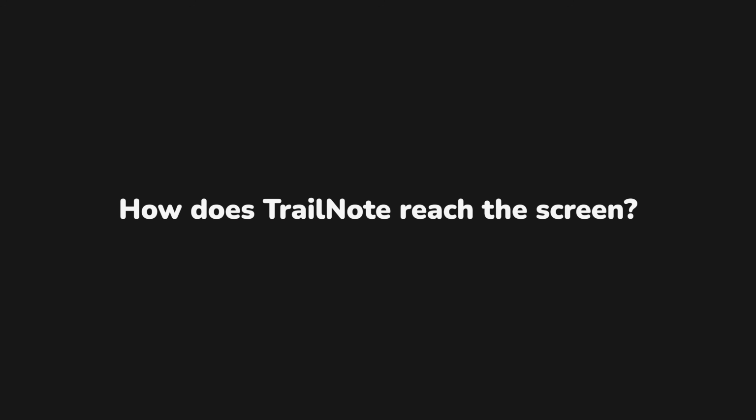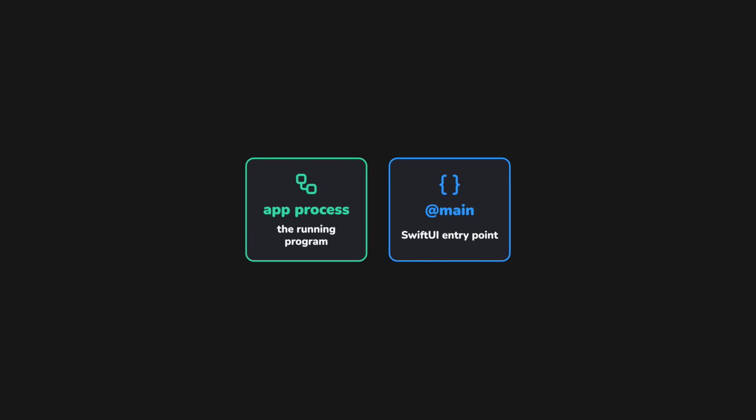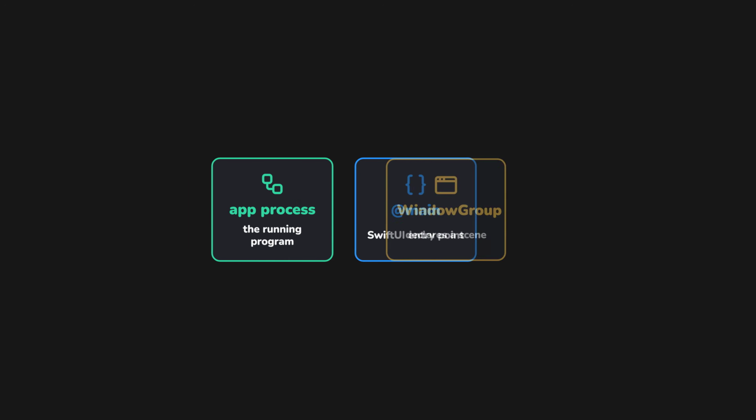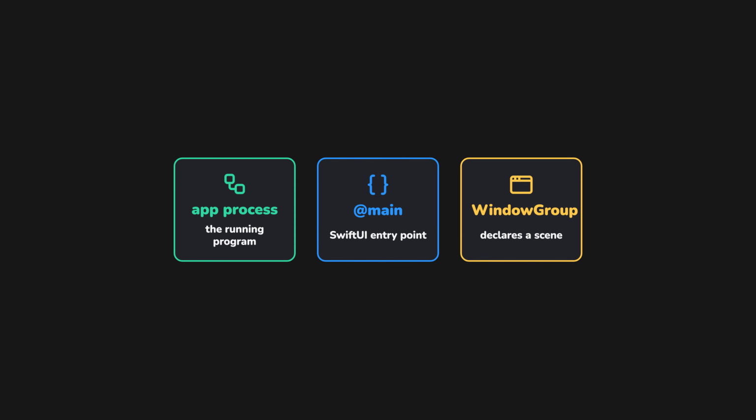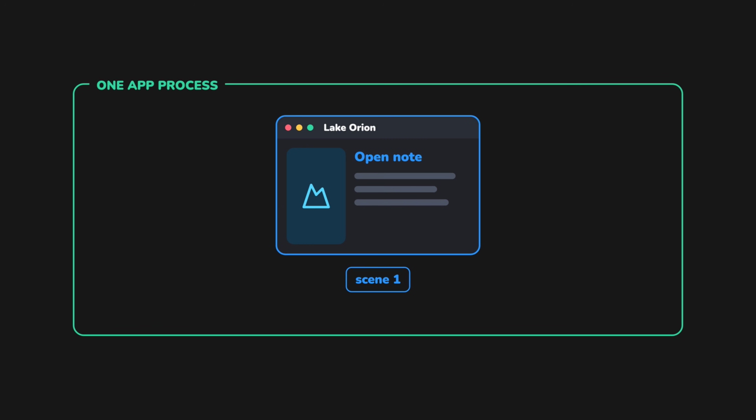When the user taps the app icon, iOS launches the app's process and creates the application. In a modern SwiftUI project, the type marked with @main is the entry point. Its WindowGroup declares a scene, and that scene contains a SwiftUI view hierarchy that draws TrailNote. That wording matters. The app is the running program, but a scene is one instance of its user interface.